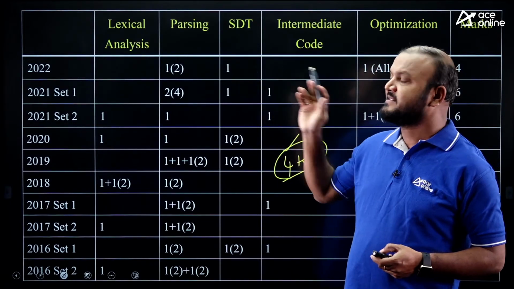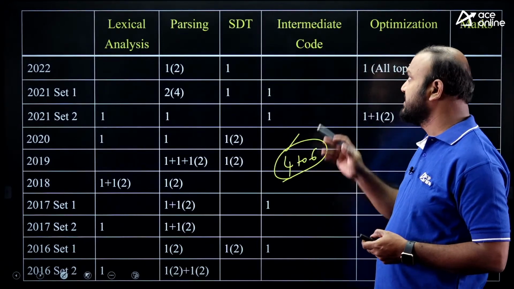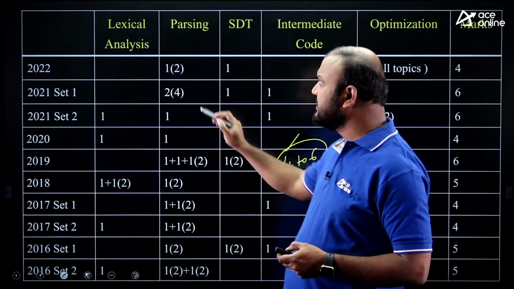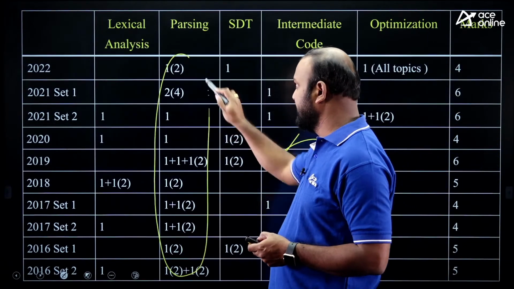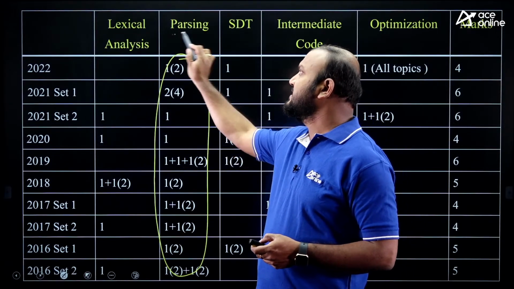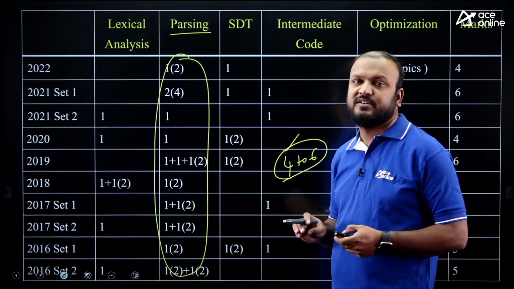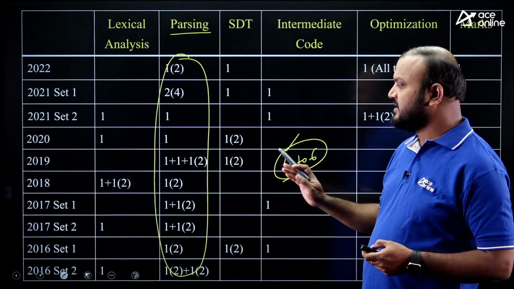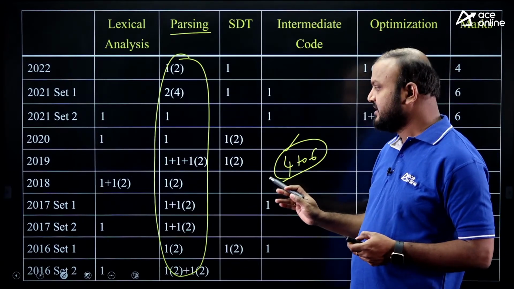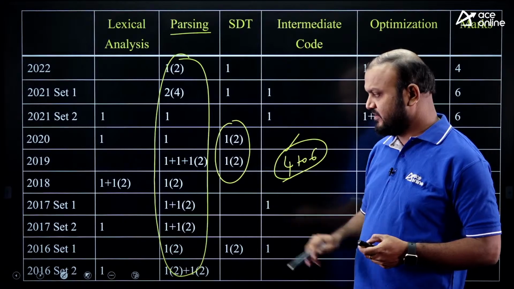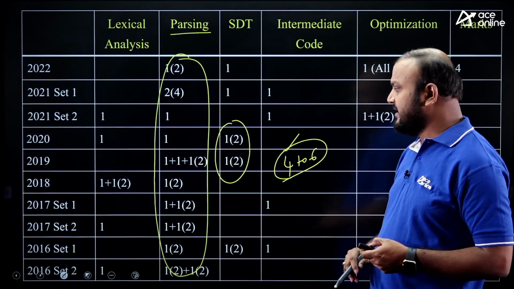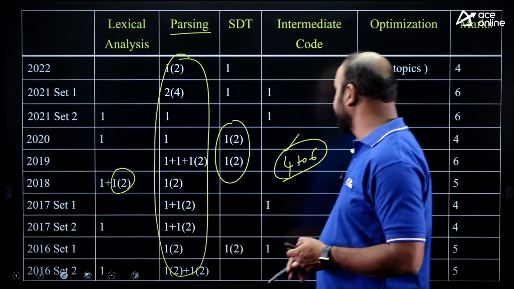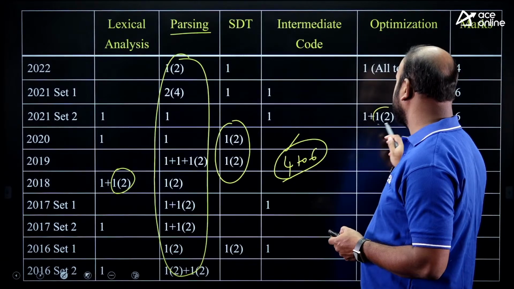There are 5 topics: lexical analysis, parsing, syntax directed translation, intermediate code generation, and code optimization. Among all the topics, parsing is undoubtedly very important. Parsing has subchapters: grammar, context-free grammar, top-down parsing, and bottom-up parsing. From the other topics you can expect 1 mark questions most of the time. In syntax directed translation you'll get 2 marks questions. Very rarely you get 2 marks questions in lexical analysis and code optimization.